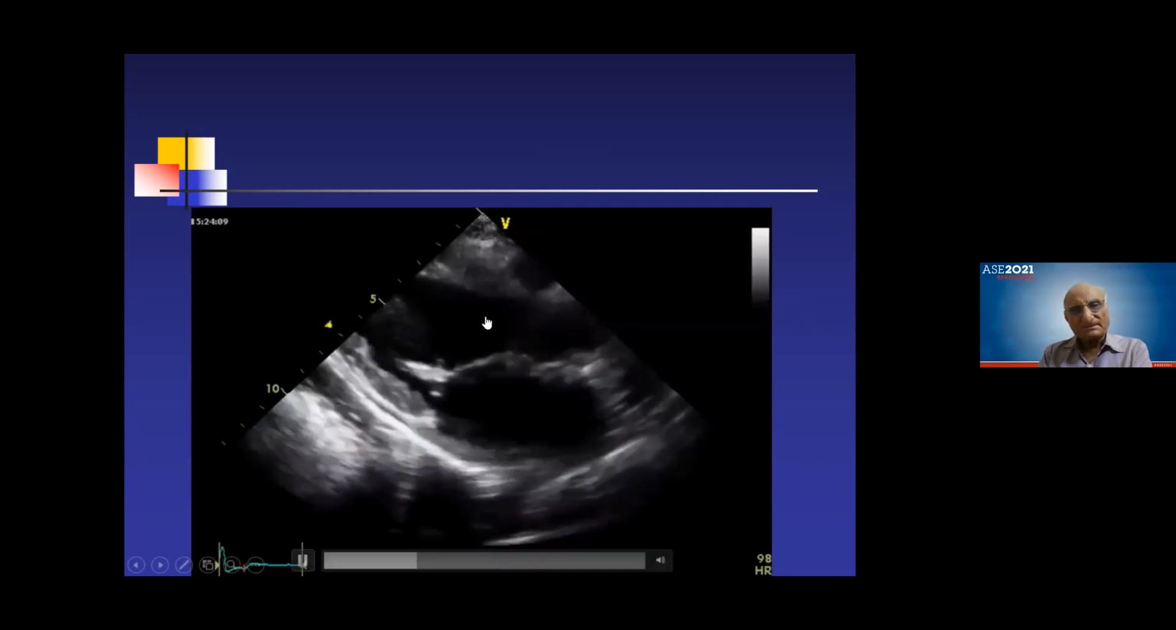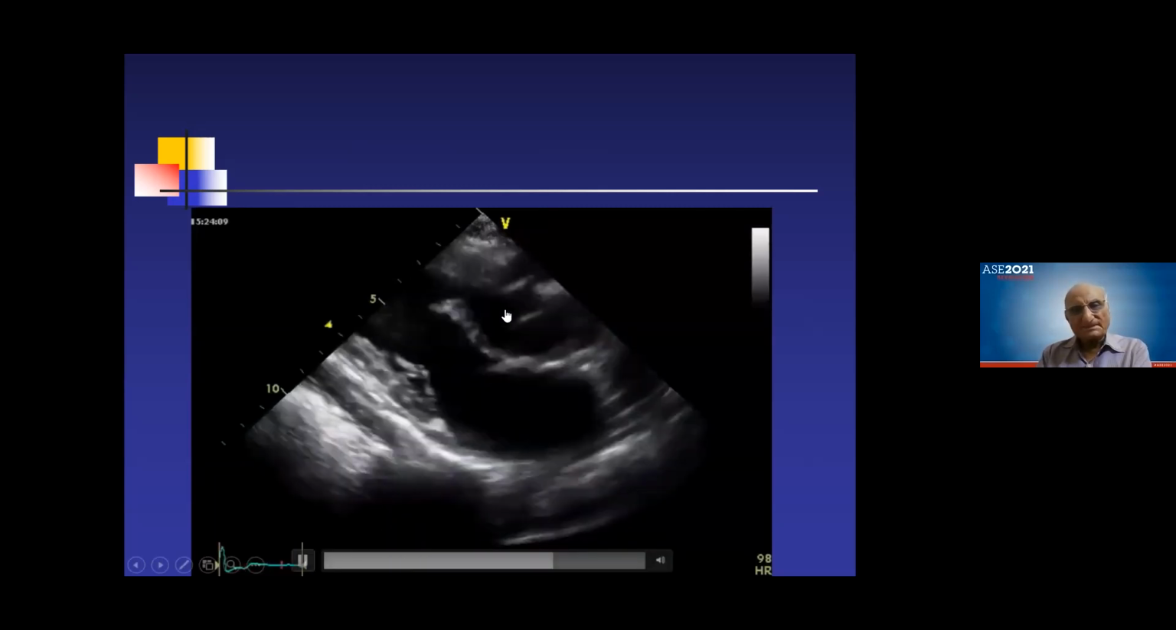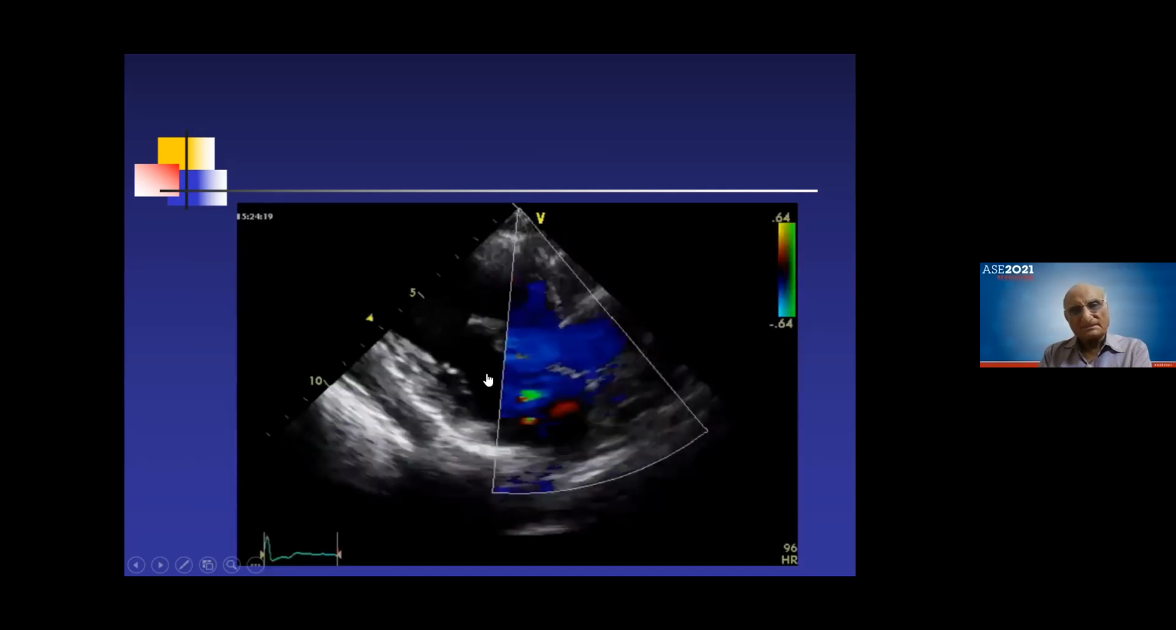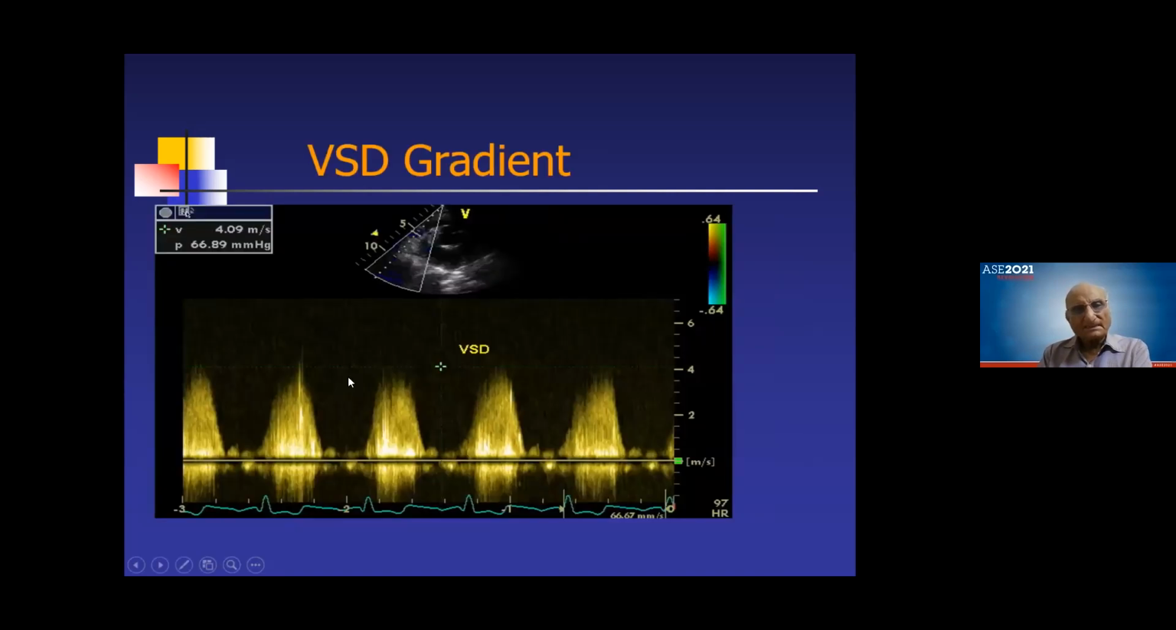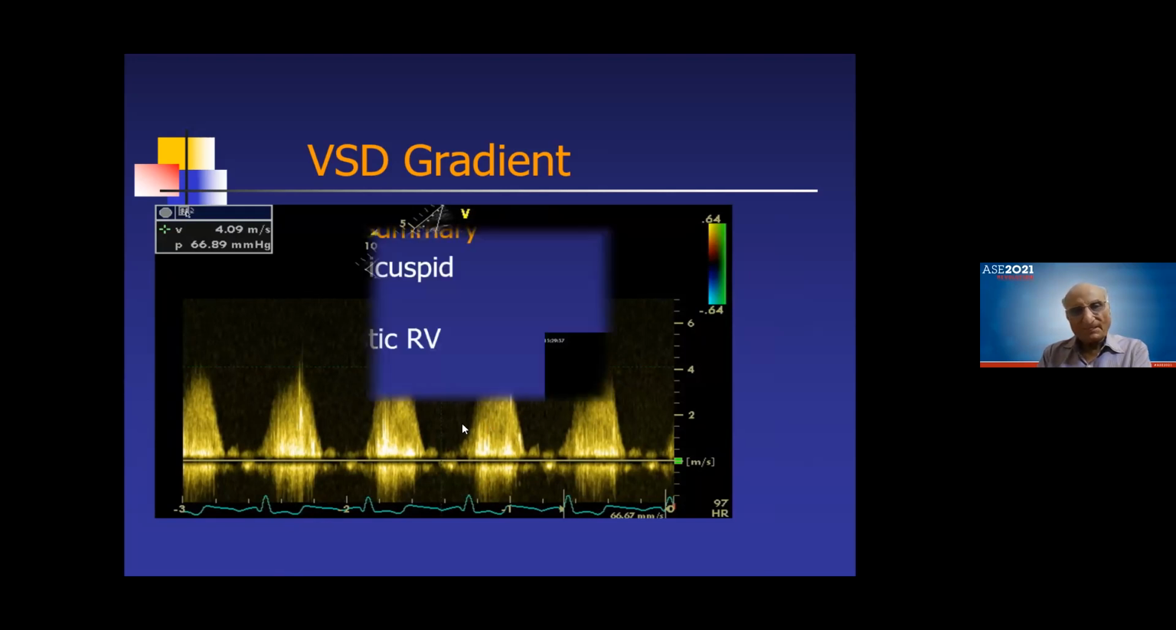So, and this is a ventricular septal defect. This patient had other lesions also, and you see a turbulence at the region of the VSD, and then you can see a high velocity. This is more of a restrictive VSD, in which you see a high velocity flow as compared to the fellows you saw, hardly 1 or 2 meters.